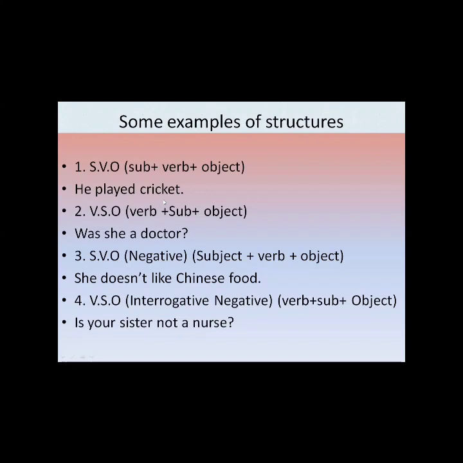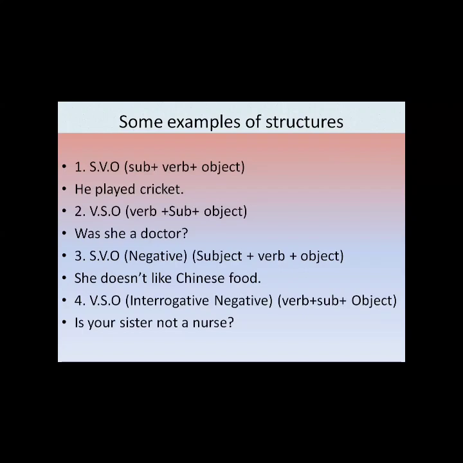Now, some examples of structures. Number 1: He played cricket. We are using here subject, then verb and object. Second: Was she a doctor? Here we are using first verb, then subject, then object. It is an interrogative sentence.